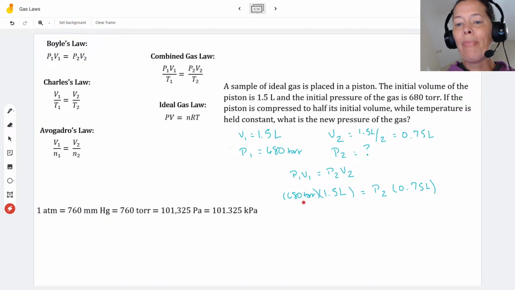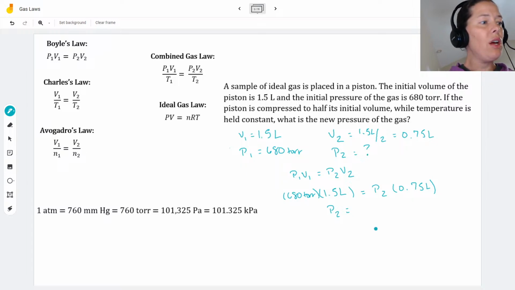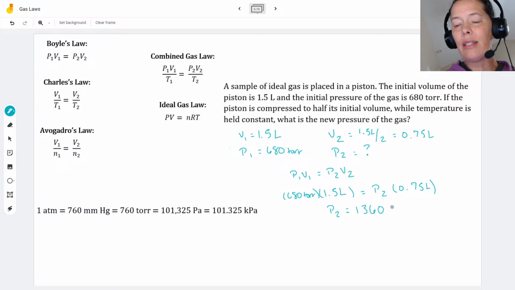That's what I want. That also means that my pressure here initially is in torr. So when I calculate my pressure 2, that is going to also come out as torr. Again, the units will match. So my P2, when I get that number, is going to be however many torr for the new pressure of the gas. All right, with that being said, when we plug into our calculators, we get a P2 of 1360. Again, that will be torr.